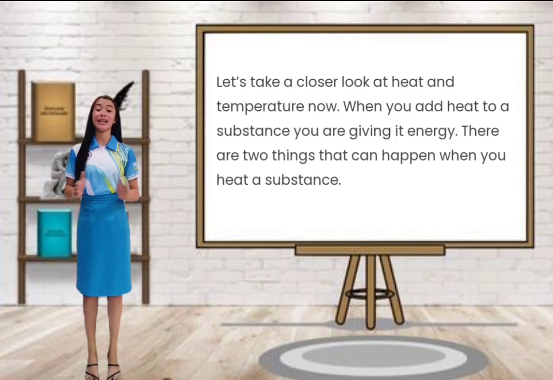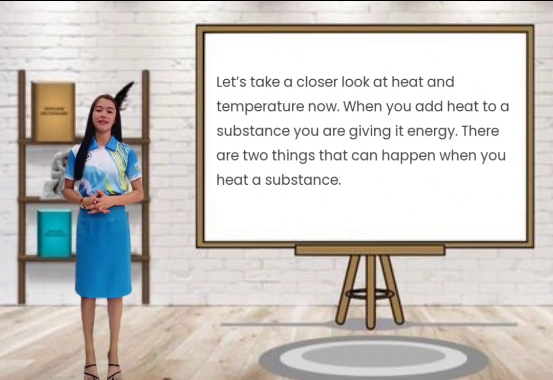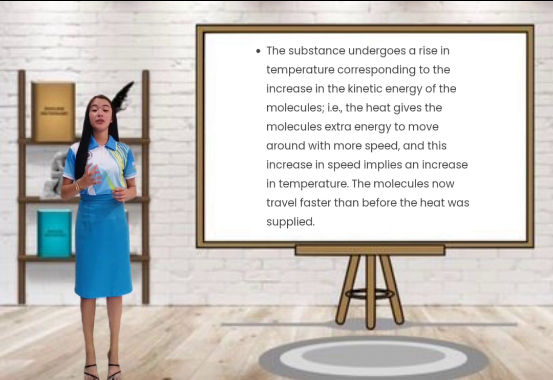Let's take a closer look at heat and temperature now. When you add heat to a substance, you are giving it energy. There are two things that can happen when you heat a substance. Number one, the substance undergoes a rise in temperature, corresponding to the increase in the kinetic energy of the molecules. The heat gives the molecules extra energy to move around with more speed, and this increase in speed implies an increase in temperature. The molecules now travel faster than before the heat was applied.